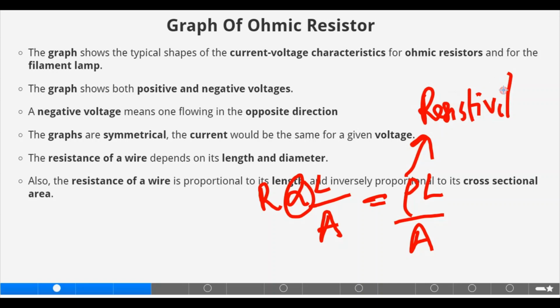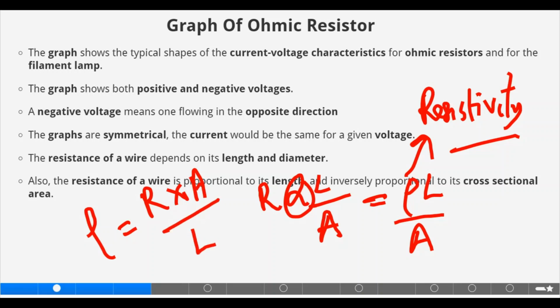Resistivity. Then we can define resistivity rho as R multiplied by A over L, and it's usually measured in ohm meter. That is for resistivity.